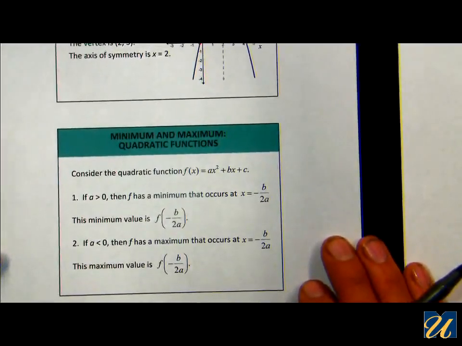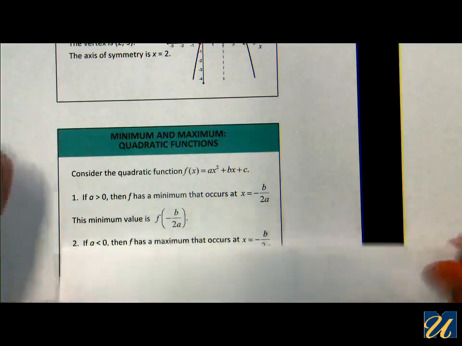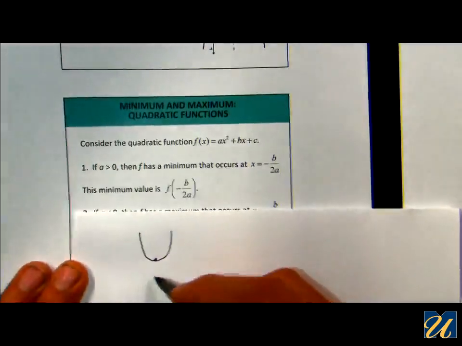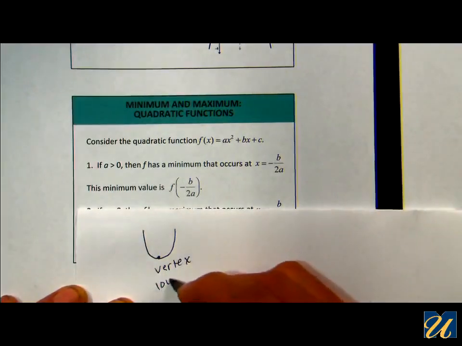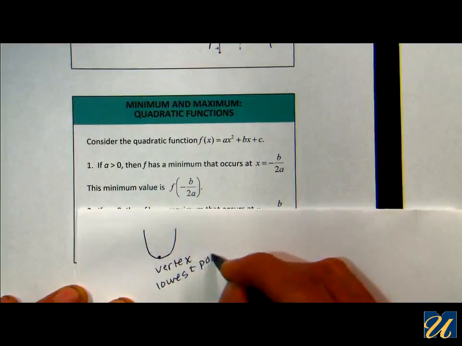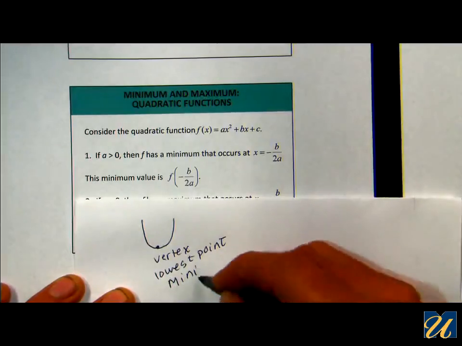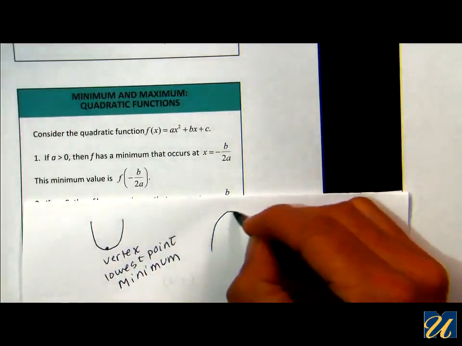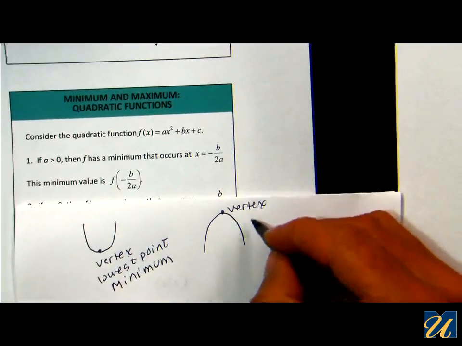Minimum and maximum value. Okay. What do we do with minimum and maximum values? Well, if the parabola smiles at you, then the vertex right here is the lowest point. And if it's the lowest point, then we have a mathematical word, minimum. And if the parabola frowns at you in this way, yes, that's the vertex, but now that's the highest point.